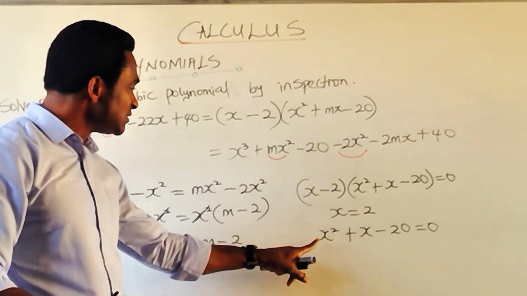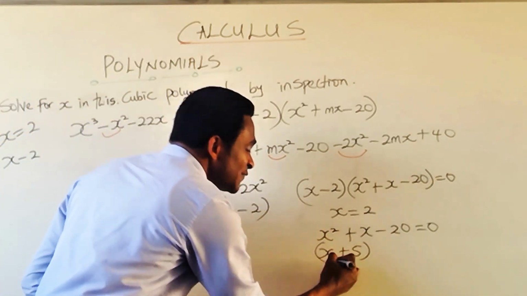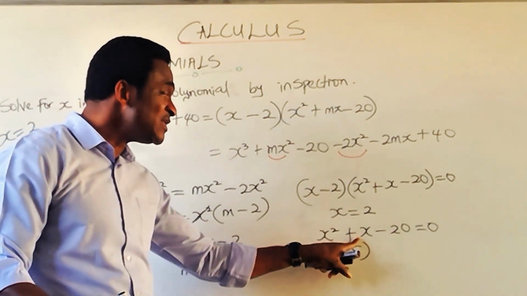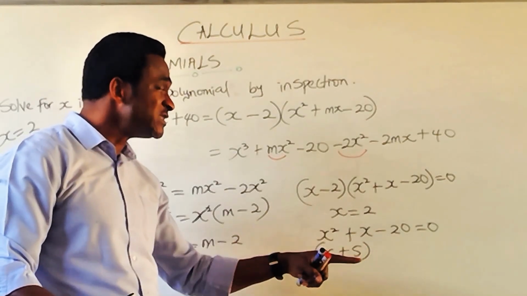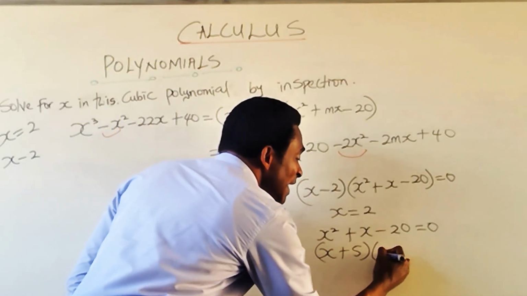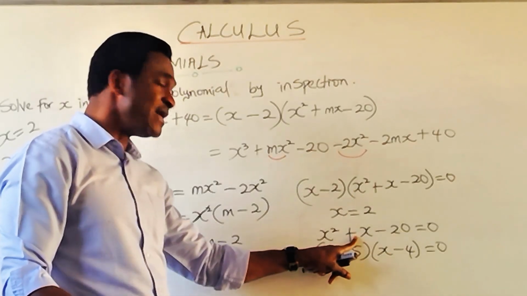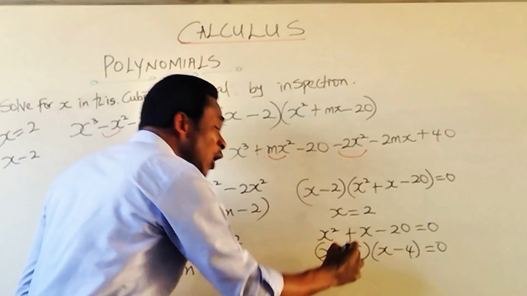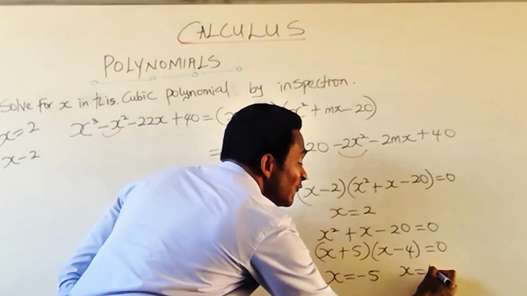Let's check for factors. Yes, I have a factor here: x plus 5. Remember, for trinomials, you look for two numbers that when you add them, it gives you the coefficient of the middle term, and when you multiply them, it gives you the last term. So 5 minus 4 will give me 1, and 5 times negative 4 will give me negative 20. So the other two values of x in this are negative 5 and 4.